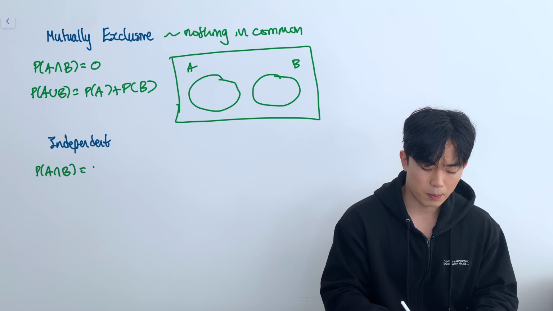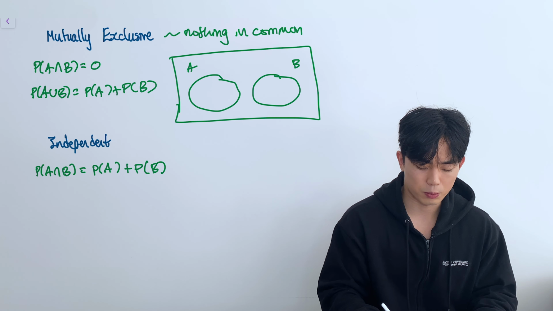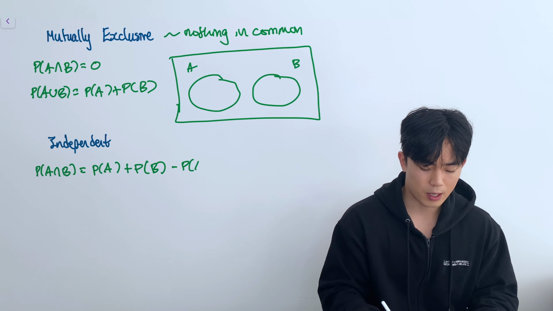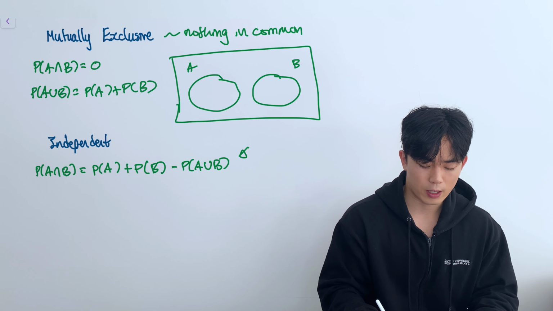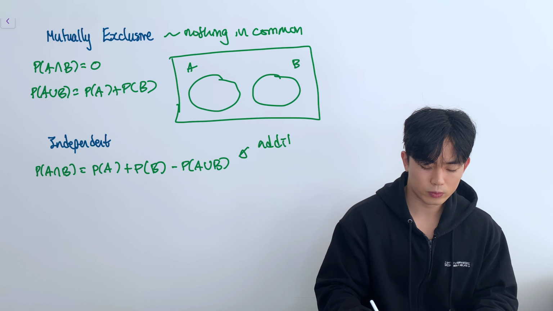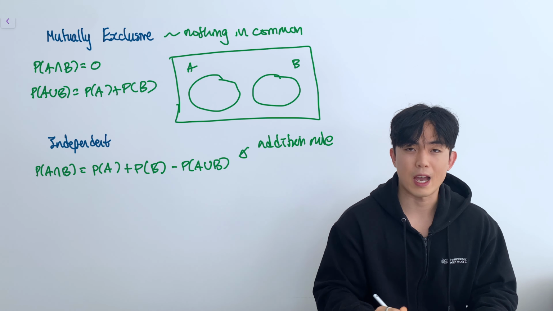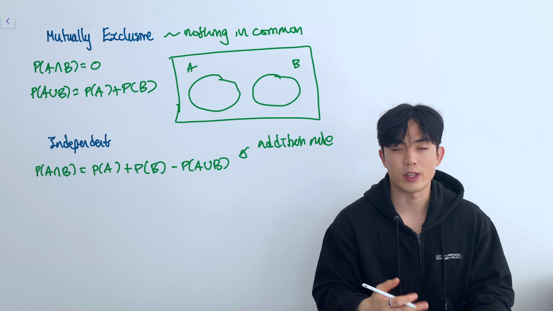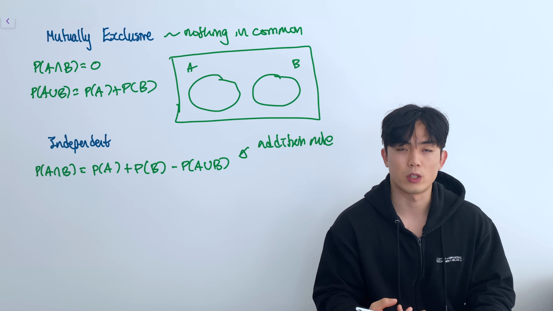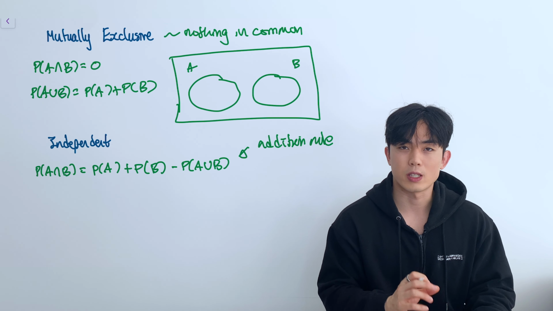Right? We know from the addition rule, sorry, the probability of A and B is equal to the probability of A plus the probability of B minus the probability of A union B. Okay, so this is called the addition rule. And this rule works for every single scenario. Okay, it works for independent, not dependent. It works for mutually exclusive. This one rule always stands.